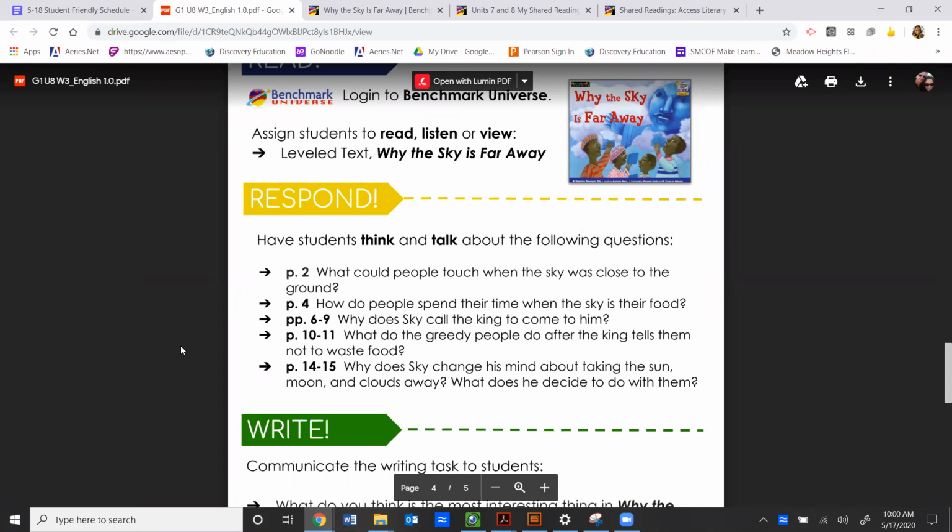On page 4, how do people spend their time when the sky is their food? Pages 6 to 9. Why does Sky call the king to come to him? Pages 10 to 11. What do the greedy people do after the king tells them not to waste food? Pages 14 to 15. Why does the sky change his mind about taking the sun, moon, and clouds away? What does he decide to do with them?